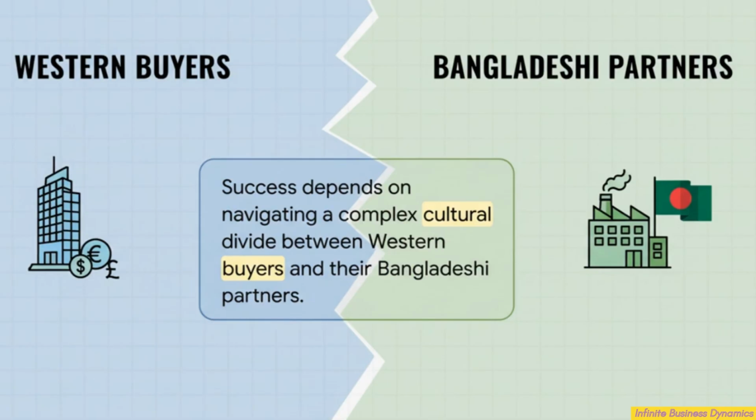But here's where it gets tricky. All of that economic logic, all that industrial efficiency, it all hinges on one very, very human factor: successfully navigating a deep and really complex cultural divide between the Western buyers and their Bangladeshi partners. And if you get this wrong, believe me, the entire supply chain can face some serious, serious challenges.